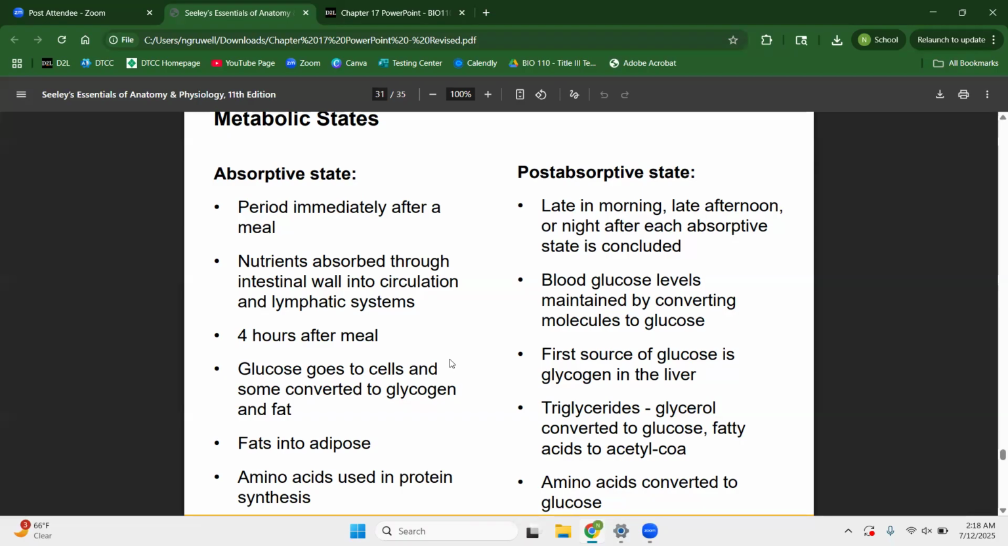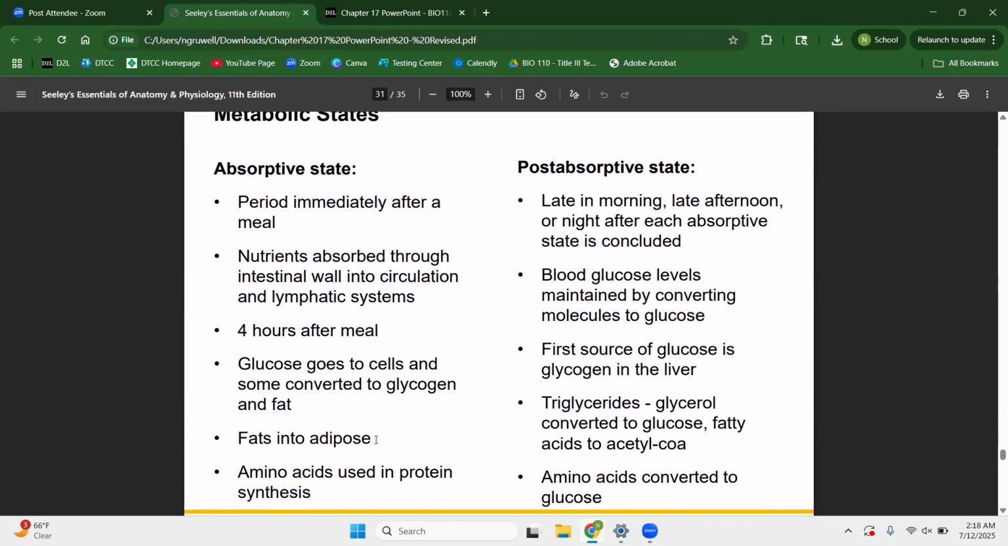The glucose is going to go to our cells to be utilized, and the excess will be converted to glycogen or fat, based on what we said. And I shouldn't say or, because it's really not one or the other. Some will be converted to glycogen. If we don't need to convert it all to glycogen, the rest will be deposited as fat into our adipose tissue. And then we also said we can't store amino acids, so they're just going to go right to being used in making new proteins.